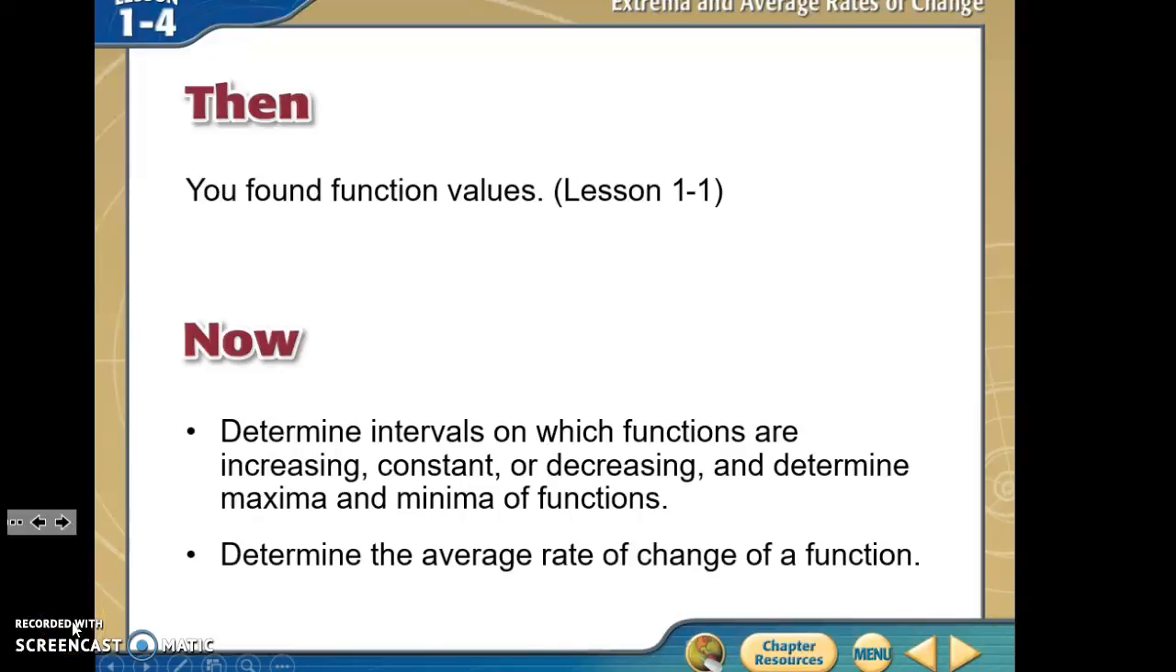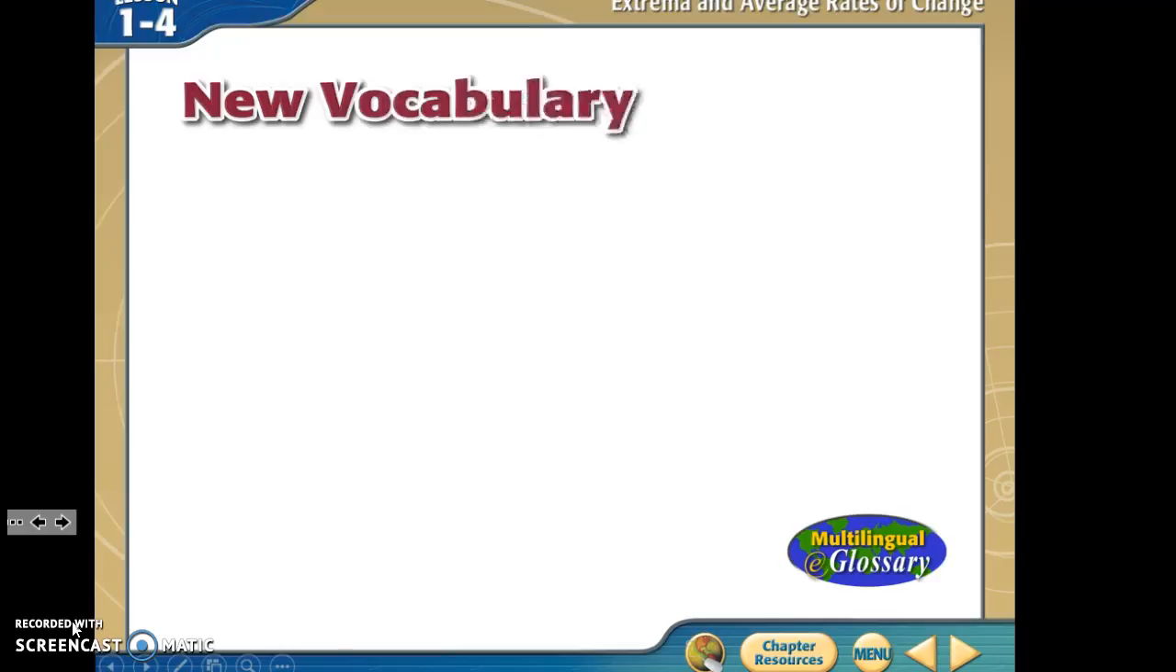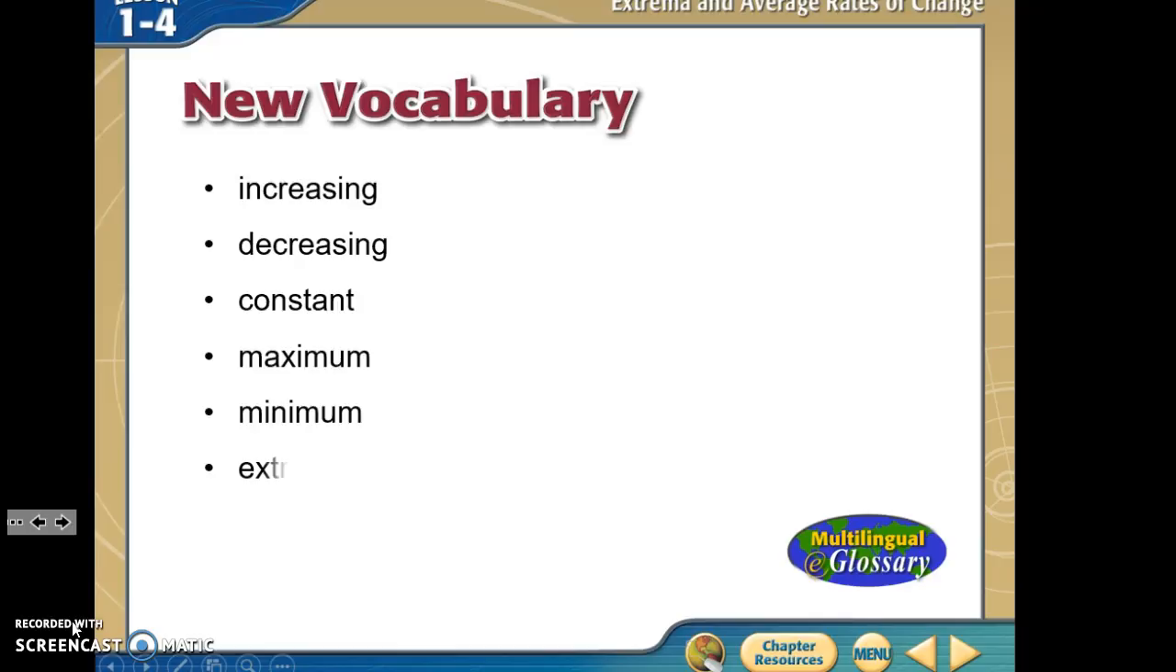And we're going to determine the average rate of change of a function. So new vocabulary: increasing, decreasing, constant, maximum, minimum, extrema, and average rate of change. Those should kind of be okay. You should be okay with those. Oh, secant line.